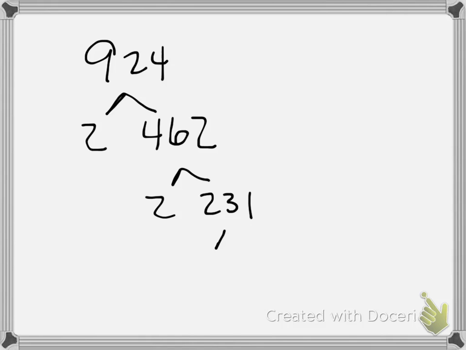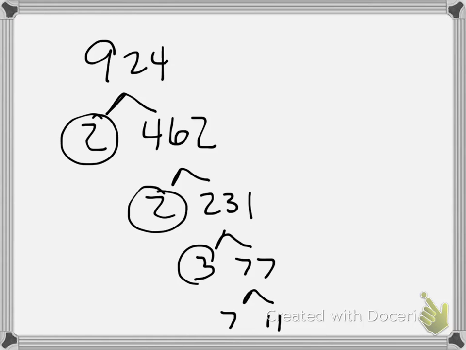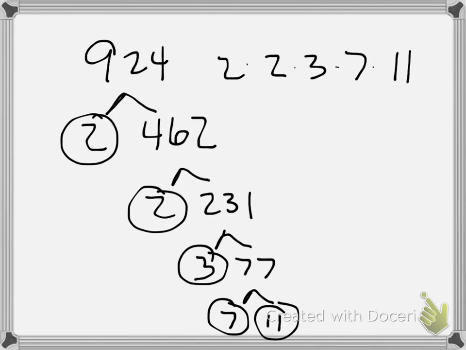And then this one here, we can actually break down. 3 will go into this one, so 3, and it goes 77 times. And then 77 would be 7 and 11. So again, prime number, prime number, prime number, prime, and prime. So our prime factorization would be 2 times 2 times 3 times 7 times 11 for 924.